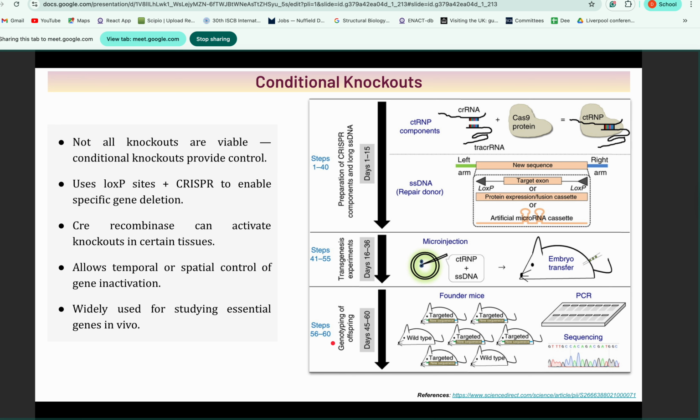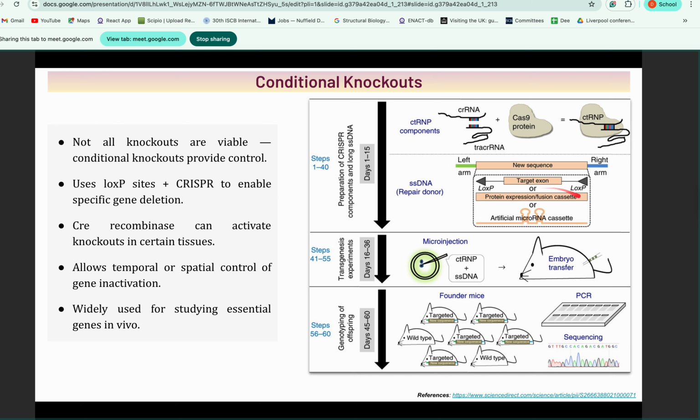Now steps 56 to 60 are the genotyping of offspring, so we will perform the genotyping. Now these are the founder mice. This is the wild type, and these are the targeted mice. We will compare the expression in both of them. In the targeted mice, the new sequence is present, which is obtained from here.